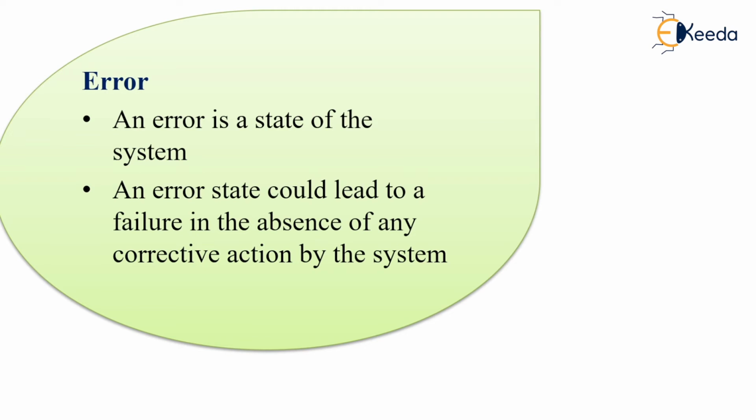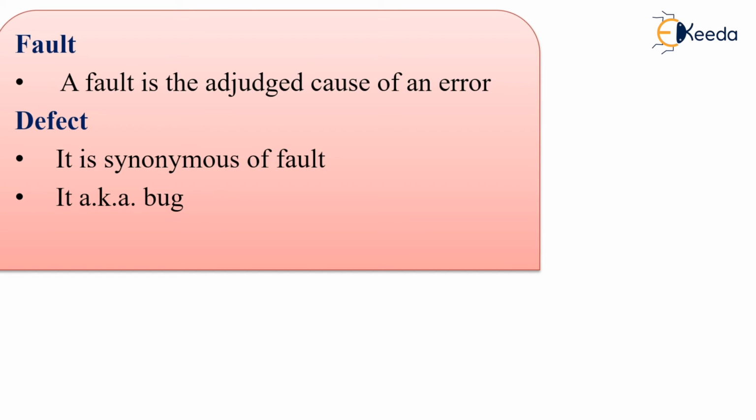But when an error is found by a tester, it is known as a defect. What is a defect? Of course, the defect is the same as a fault. A fault can be another cause of an error, or the same cause of an error. We say a faultless system. So it is the same as the defect, one and the same.